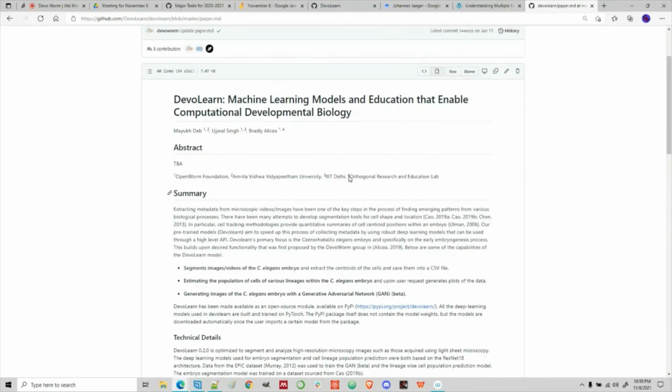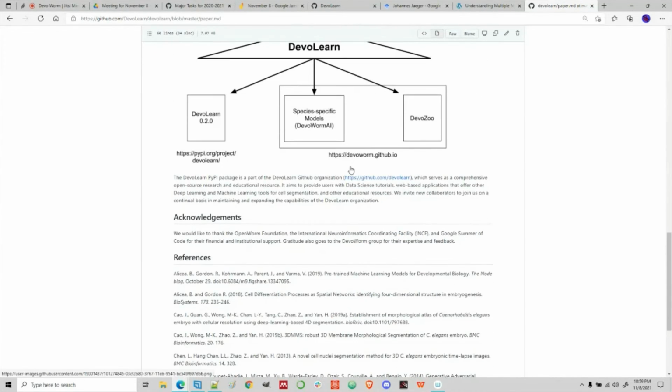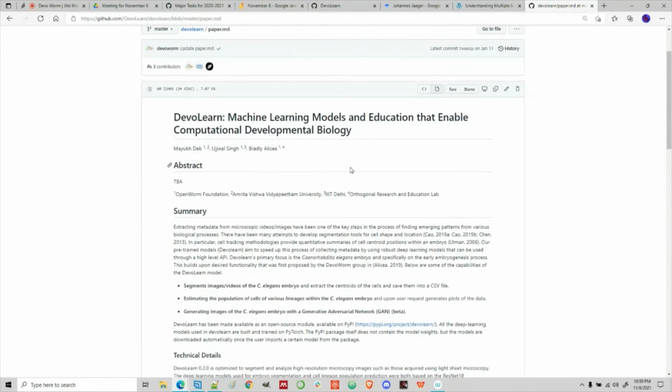I also want to add some more things from some of the talks that I've given on DevoWorm, especially the platform aspect of it, the educational aspect, and we don't really have a lot on that in here. I'm going to have to go through and start adding on to this. So I'm going to be working on this paper. So we need an abstract, for one thing, and I'll take care of that.